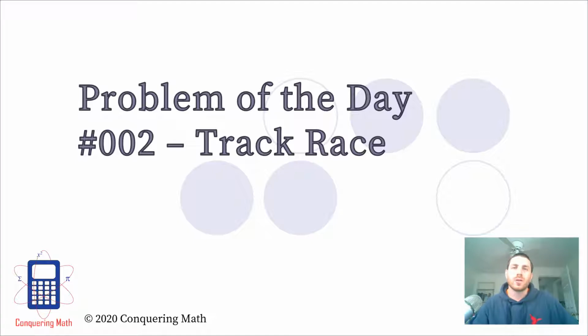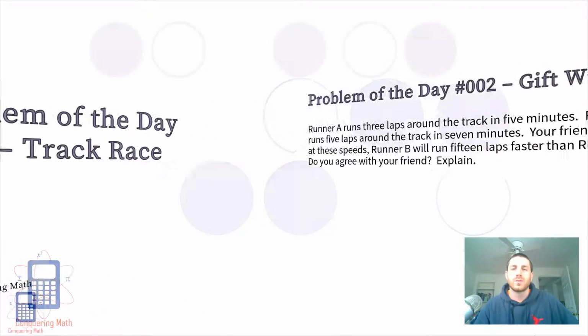So yesterday we learned how to use surface area of a rectangular prism to figure out how much wrapping paper you would need to wrap a gift for your friend. Today we're going to be looking at an example where two runners are running around a track, and we want to know who will finish first.